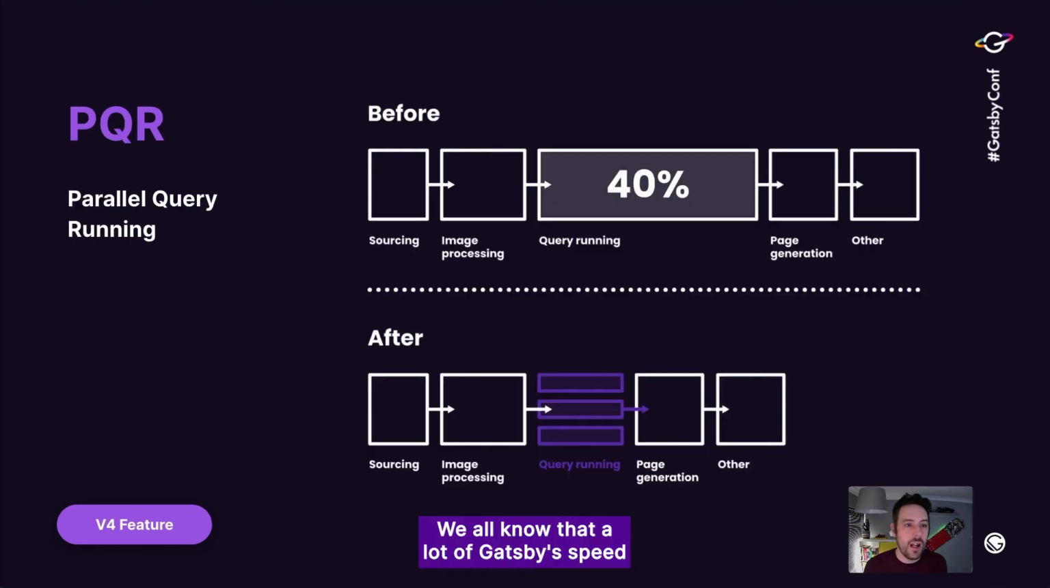We all know that a lot of Gatsby speed comes from its static generation of pages. However, this comes at the upfront cost of the build process. Building such a site at this scale, the largest part of the build process is the query running. Parallel query running enables page and static queries to occur at the same time in workers, therefore reducing the build time.